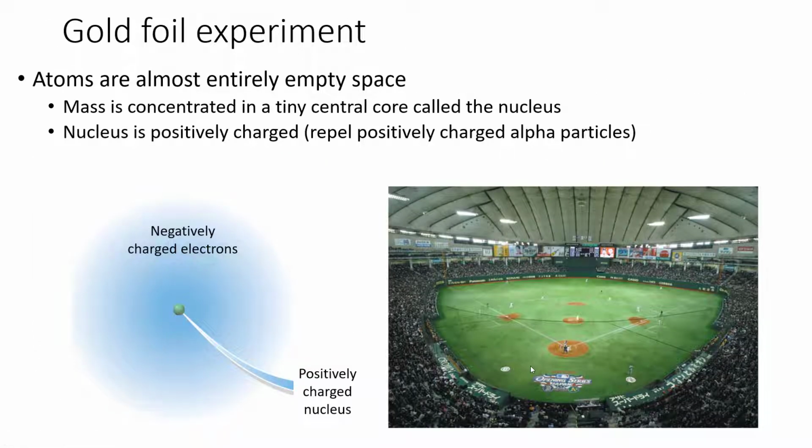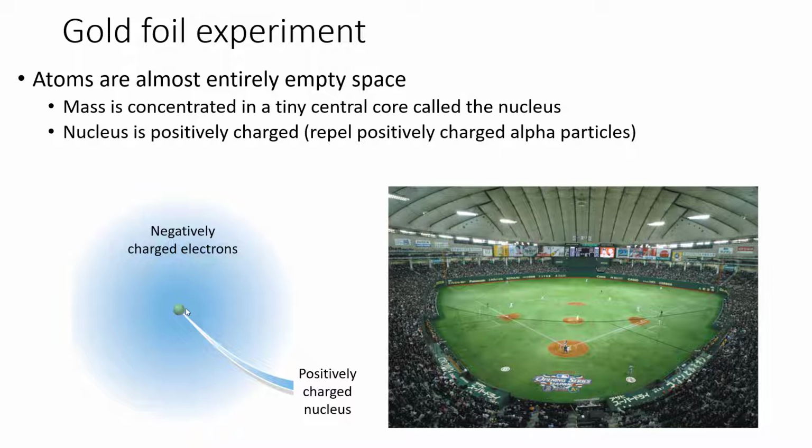So this showed that atoms are almost entirely empty space, and that the mass of the atom is concentrated in a very tiny central core that we call the nucleus. And furthermore, we determined that this nucleus is positively charged, so therefore it can repel positively charged alpha particles. If we take a look at an atom itself, most of that atom is going to be empty space where these negatively charged electrons with extremely small mass are residing. And there's going to be a very, very small positively charged nucleus.